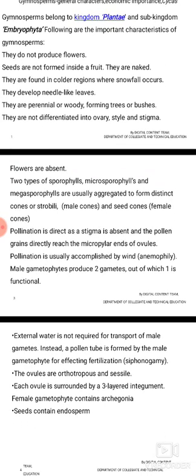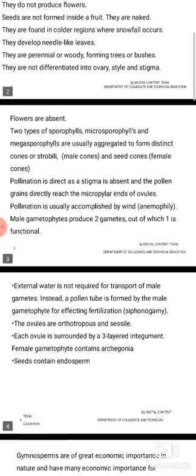Male gametophyte produces two gametes, out of which one is functional. External water is not required for transportation of male gametes. Instead, a pollen tube is formed by the male gametophyte for effecting fertilization, that is siphonogamy. Ovules are orthotropous and sessile. Each ovule is surrounded by a three-layered integument. The female gametophyte contains archegonia. Seeds contain endosperm.